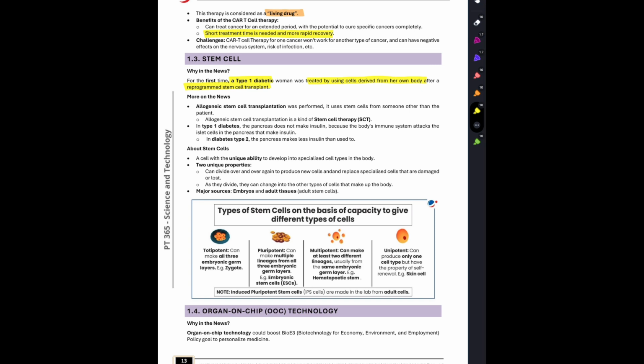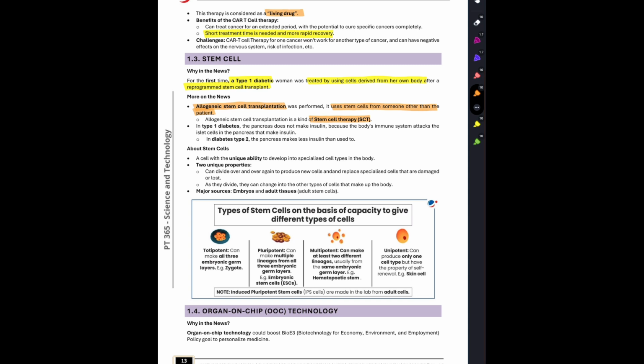Allogenic stem cell transplantation was performed. It uses stem cells from someone other than the patient. So allogenic is basically using stem cells from someone other than the patient. Allogenic stem cell transplantation is a kind of stem cell therapy.